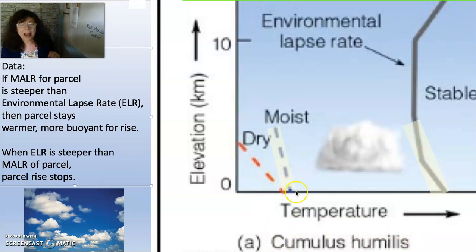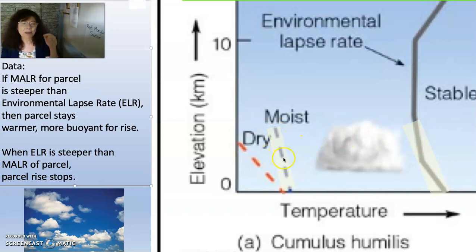What I look for is the angle of these lapse rates. And when I see the angle of the moist adiabatic lapse rate for the parcel being a more straight line angle than the angle of the environmental lapse rate, then I know that this cloud is losing temperature at a slower rate than the environment. I'm going to say that again.